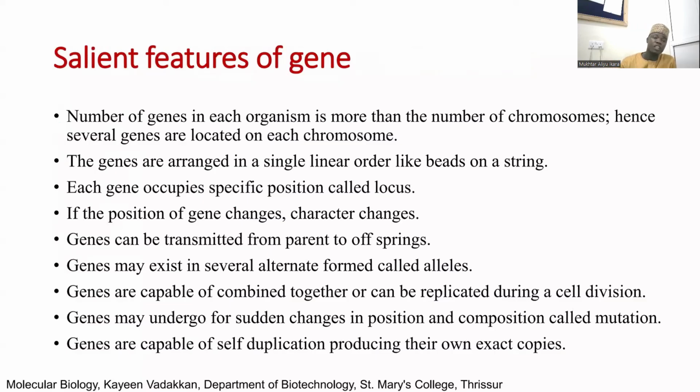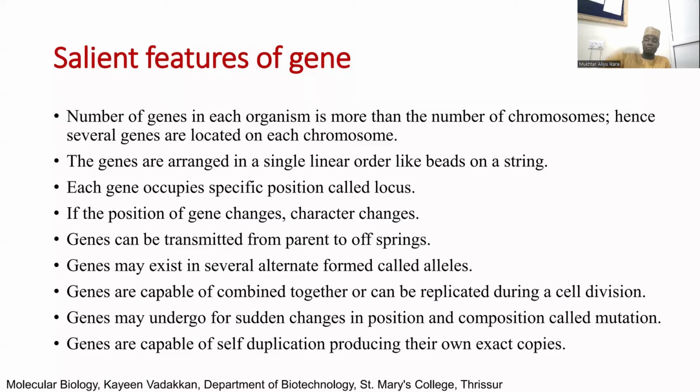Number 1, the number of genes in each organism is more than the number of chromosomes. Hence, several genes are located on each chromosome. And then genes are arranged in a single linear order like beads on a string. Each gene occupies a specific position called a locus. So there is a point or position where the genes are found, and that is what we call a locus. And if the position of a gene is changed, then the character will also change. And genes can be transmitted from parent to offspring.